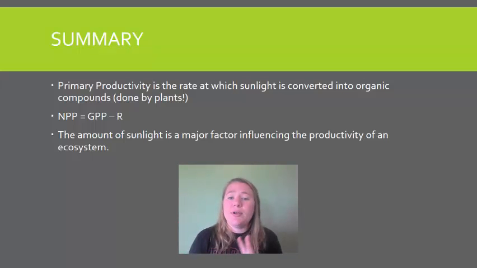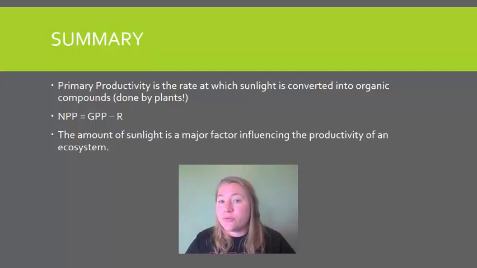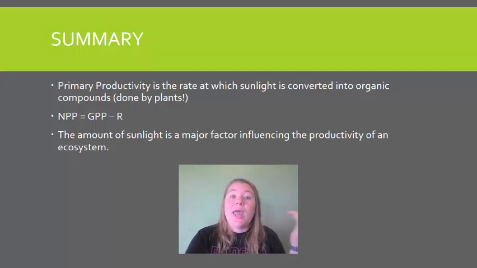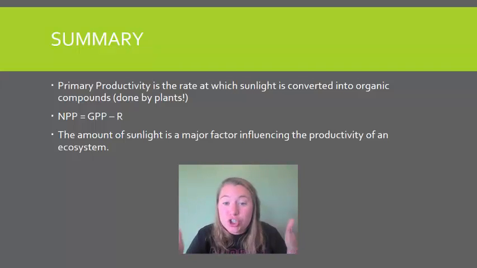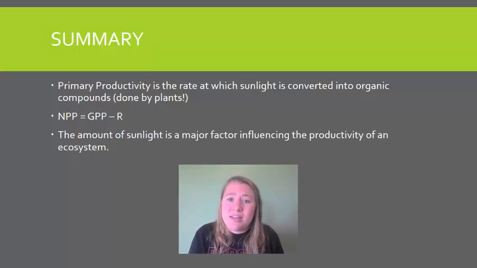Now, in summary, primary productivity is the rate at which sunlight is converted into organic compounds. Basically, it's measuring how much photosynthesis is happening in a unit area for a specific unit of time. And we can calculate productivity using the NPP equals GPP minus R. Again, if you have not written that down yet, make sure you write down that equation because, for whatever reason in AP Environmental Science, you do not get a list of calculations to use on the AP exam, and therefore I do not give you a list of calculations on any of the assessments in this class, just to help force you to start memorizing this right away.